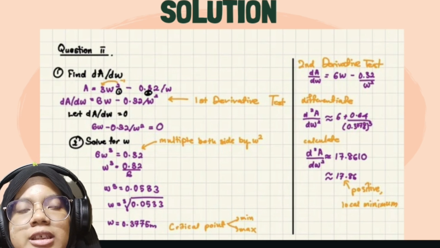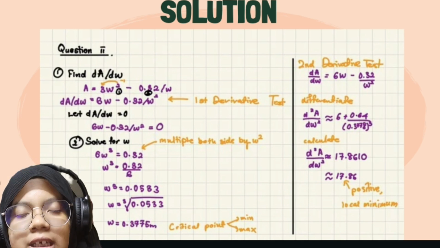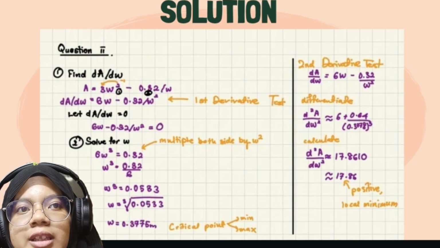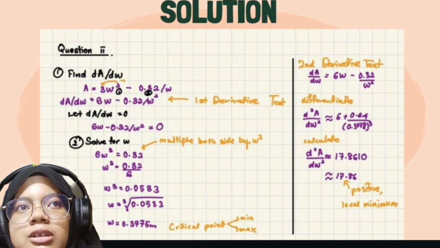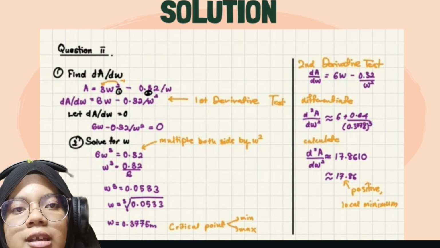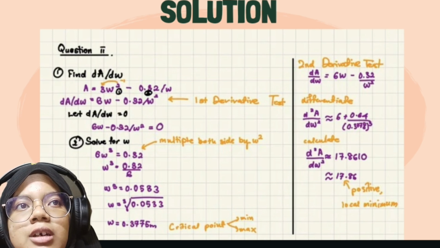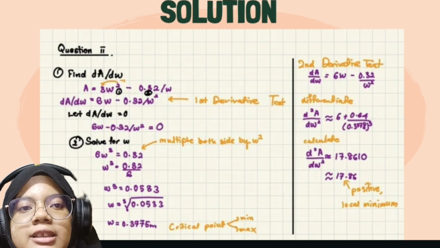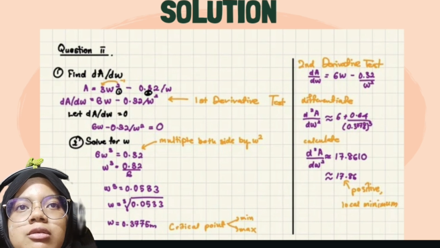To find the optimal dimensions, we need to minimize the surface area function we just derived. So we will start by finding the critical point of this function. To do this, we take the derivative of A with respect to W and set it equal to 0. So the derivative is dA/dW = 6W − 0.32 divided by W², and setting this to 0 gives us the equation 6W − 0.32 divided by W² = 0.